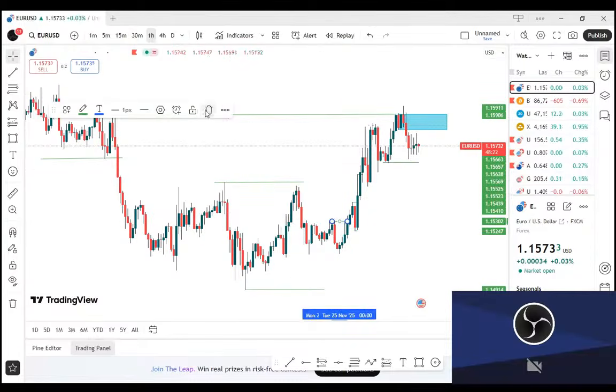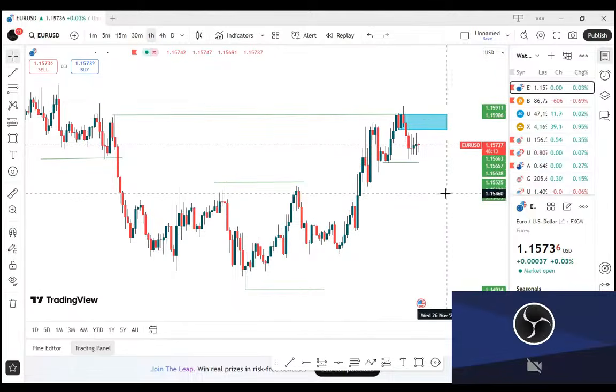Let me remove this. Let me remove this. And let me remove this again. Okay, so that the chart will be very neat. We can see the ones we are spotting out.